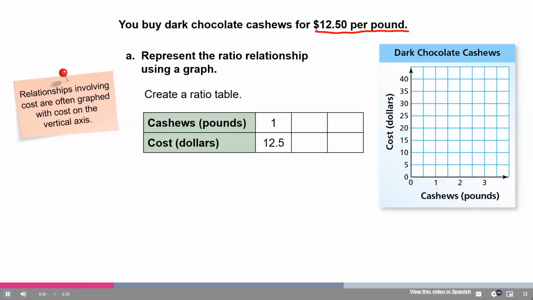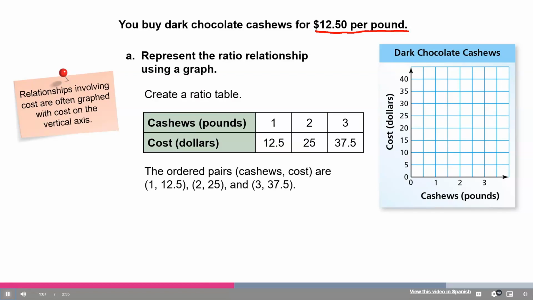Use repeated addition with the ratio 1 to 12 and 5/10 to create the table. Add 1 to 1 to get 2, and 12 and 5/10 to 12 and 5/10 to get 25. Use repeated addition again to get the equivalent ratio 3 to 37 and 5/10. Use the equivalent ratios to create ordered pairs. The ordered pairs, cashews, cost, are 1, 12 and 5/10, 2, 25, and 3, 37 and 5/10. Graph the ratio relationship by plotting the ordered pairs and drawing a line.